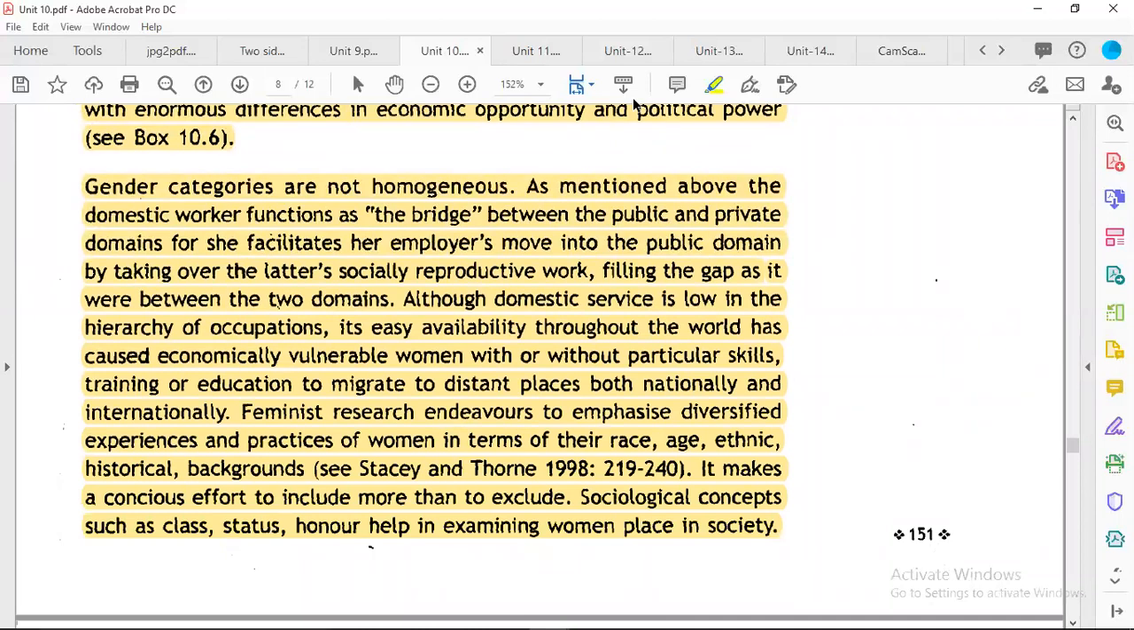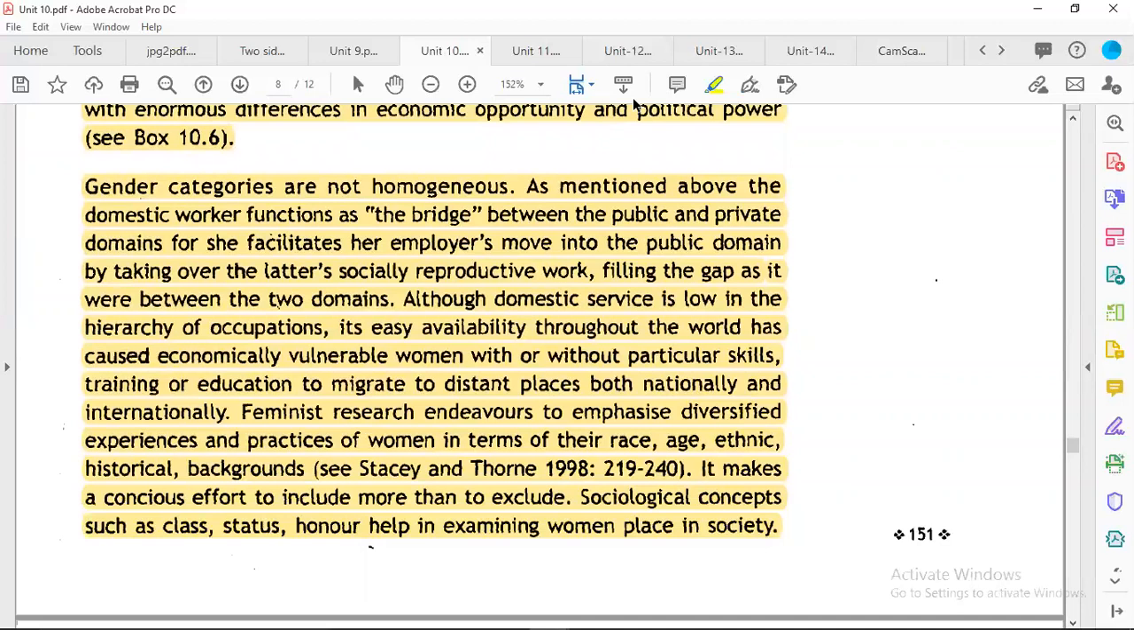Gender categories are not homogeneous, as mentioned above. The domestic worker functions as the bridge. Domestic workers means specifically female domestic workers who work as the bridge between the public and private domains, for she facilitates her employers' move into the public domain by taking over the latter's socially reproductive work, filling the gap as it were between the two domains.